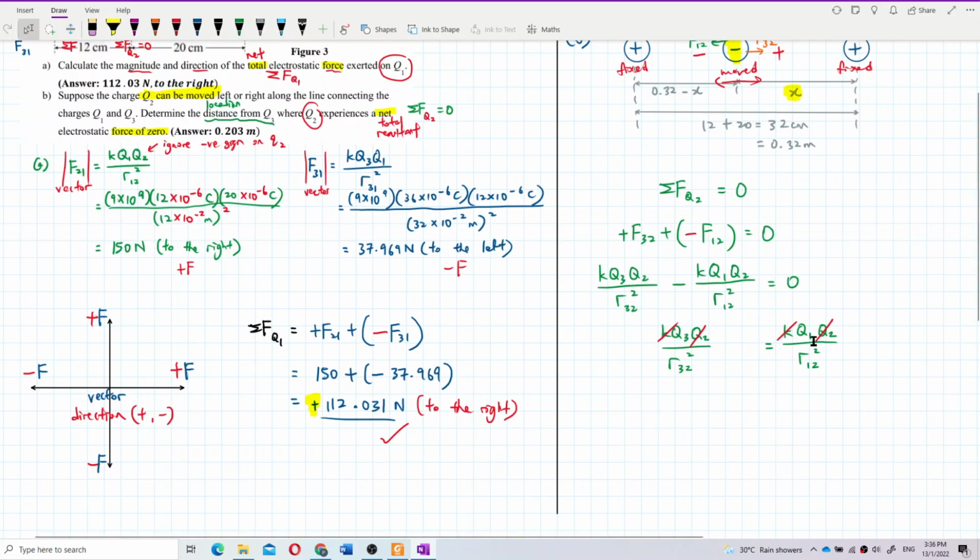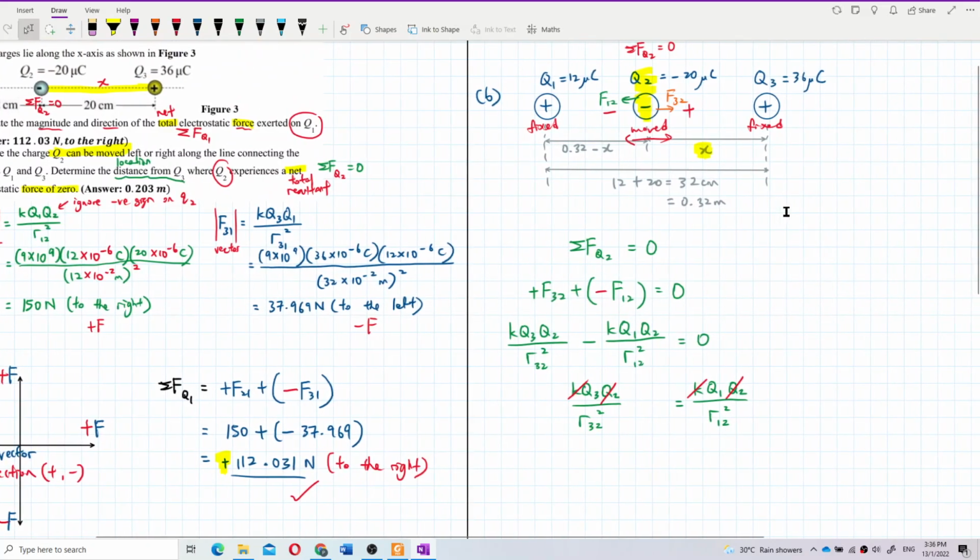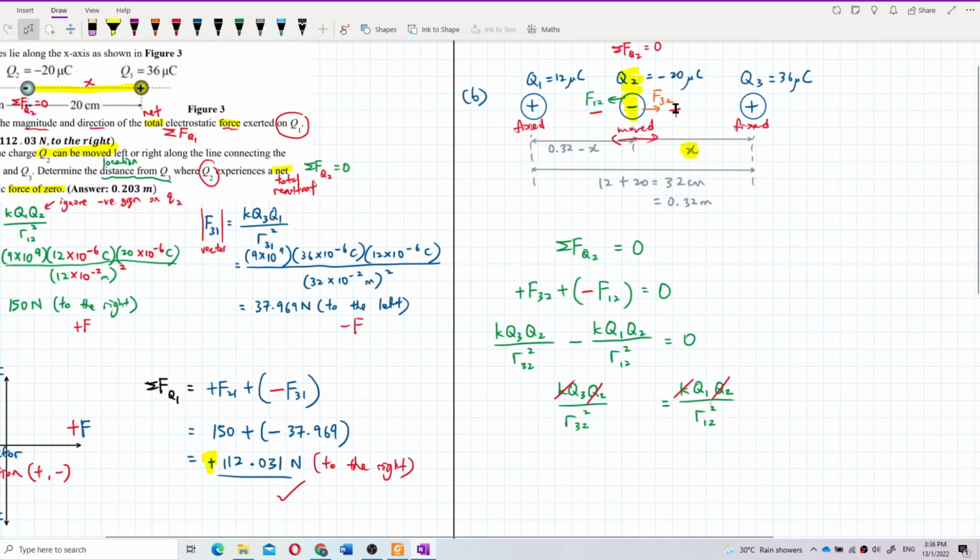Now let's substitute the values. Q3 is 36 micro.